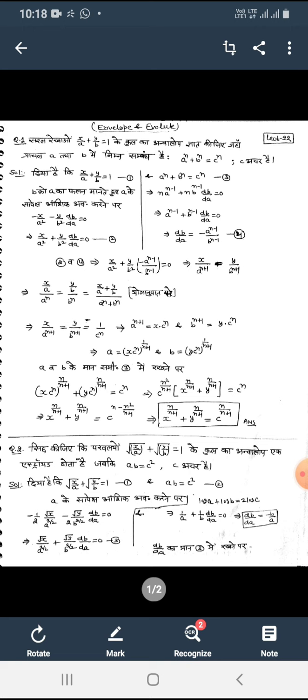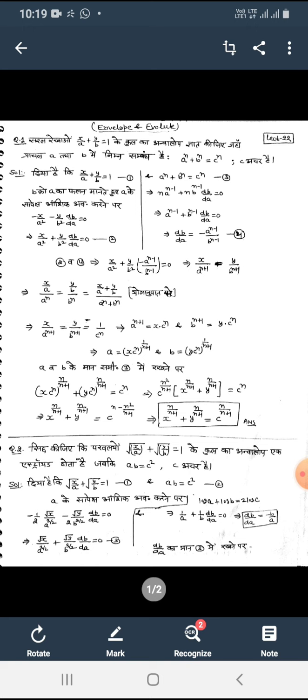equation number 3 मान लेंगे। इक्वेशन नंबर 1 में b को a का फलन मानते हुए, assuming b as a function of a, differentiating partially with respect to a on both sides, we find that minus x upon a square minus y upon b square db upon da is equal to 0, implies that x upon a square plus y upon b square db upon da is equal to 0, equation number 2.